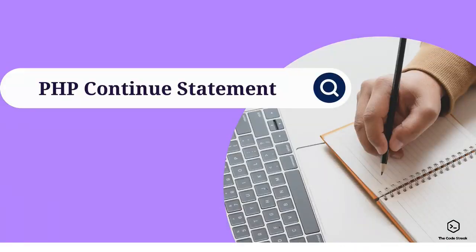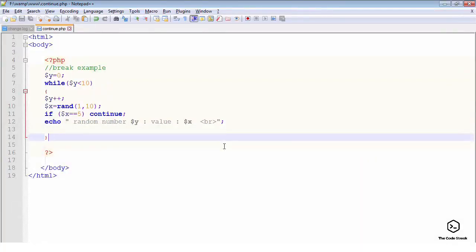In this video, we shall see the use of the continue statement in PHP. In this example, the continue statement is used inside a while loop. So what does the continue statement do? In fact, continue is somewhat opposite to what break does. We have seen that if break is encountered inside the while loop, the loop will be terminated and it will abandon the remaining iterations of the loop.